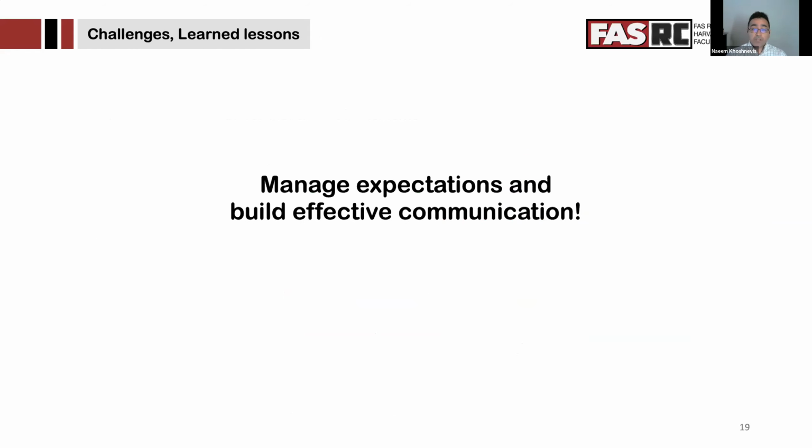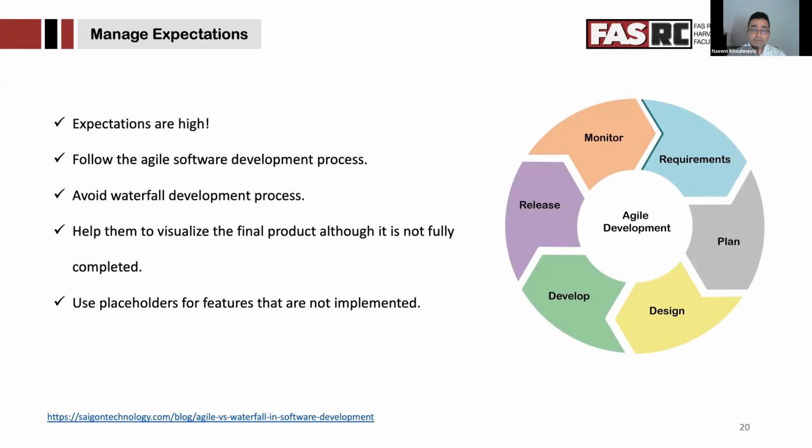The other challenge is managing expectations and building effective communication. Expectations are very high, and you should be able to manage them. As Matt mentioned, the agile software development process is the best way to do it. Sometimes it's tempting to do waterfall development, do everything, and at the end of the project deliver the product, but it's very risky. So you need to help them visualize the final product, although it's not fully completed. And using placeholders is very effective in this case.